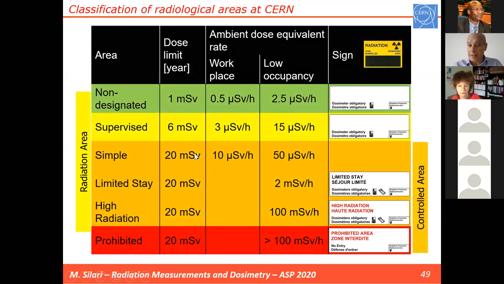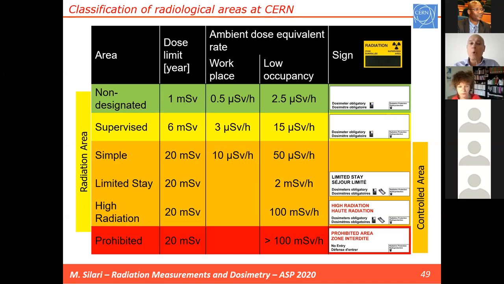Therefore, you have to classify the areas. So an area has to be clearly identified and separated. So this is the way we classify areas. Every lab may have its own type of warning panels, but essentially the concept is the same. An area is non-designated if the dose limit in a year cannot exceed that of a member of the public. And then it's good to have some guideline values that will be used to monitor whether you can exceed the situation or not.